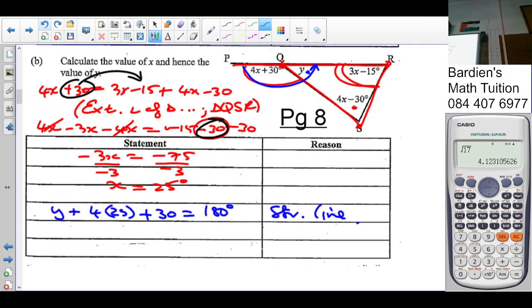25. What's 4 times 25? 100 plus 30. So y is equal to 180 minus 130, which is 50 degrees. Who got that one right?